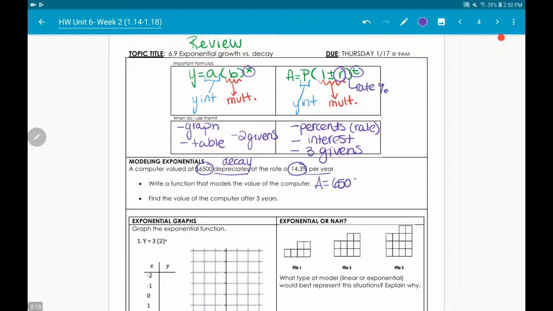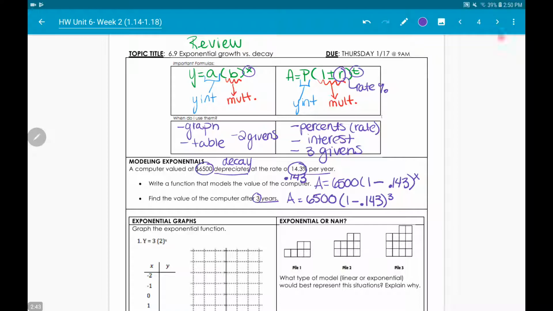So my starting value, 1 minus, and then this as a decimal would be 0.143. And per year, I don't know. Second part says find the value after 3 years. So that is when I'm going to substitute. And I'm going to substitute in for 3.